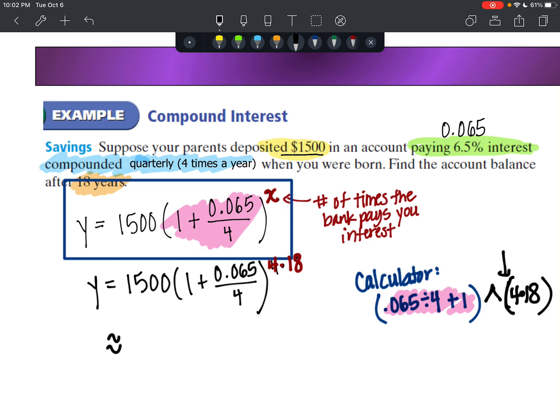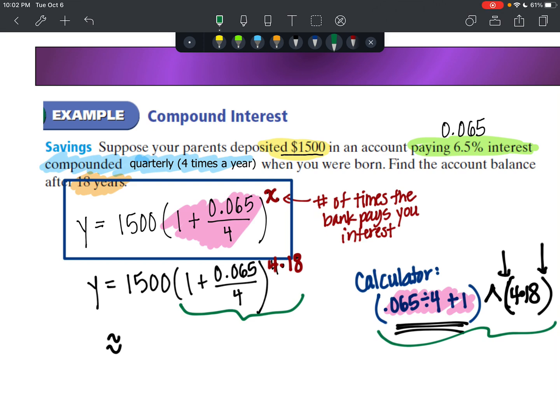Very important that you put parentheses there, because if you don't put parentheses, it might just raise it to the 4th power and then multiply your result by 18. We want to take this value and multiply it by itself 72 times. So 4 times 18 is 72. You could put caret 72, or you can put caret parentheses 4 times 18. That's going to calculate this part for you.